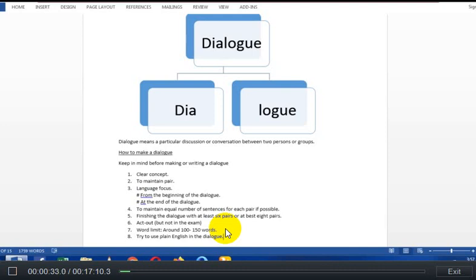Dialogue means dia plus log. Dia means both sides. Log means talks. That is why we may say that dialogue means a particular discussion or conversation between two persons or two groups. We may repeat, dialogue means a particular discussion or conversation between two persons or two groups.